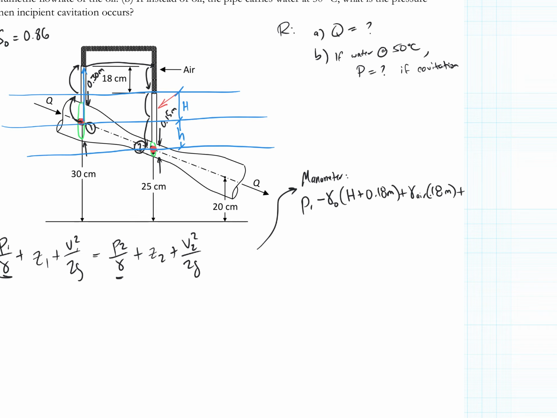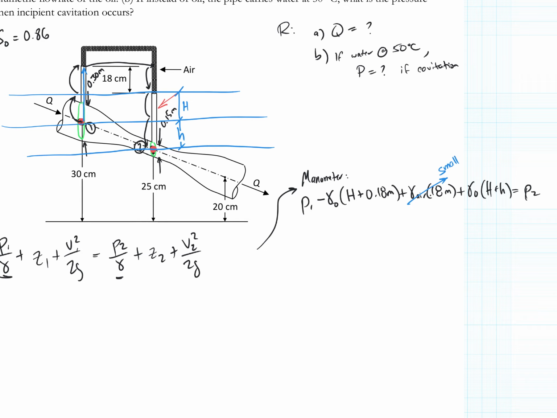Okay, and now I'm going to start jumping all the way back down to here. So we're going to be adding gamma oil times H plus h, big H plus little h. And that's going to get me all the way to P2. We'll note that gamma air is really small, so we're going to get rid of this term because it's very small. If you want to include it, you may, but you'll see that it's not going to change the answer really at all.